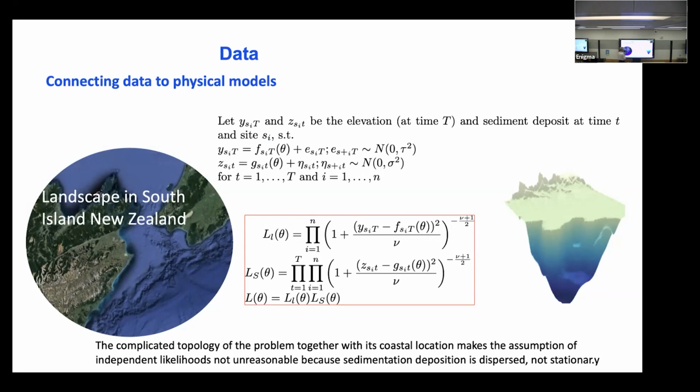And when you think about it, it's a little silly because on the one hand, we're having a likelihood function for elevation being independent of what's actually being laid down as sediment, but it made things a lot computationally easier. And according to my colleagues, because of the complicated nature of it and the fact that it exists on the coast, it's not totally unjustifiable to make them independent, but it's a pretty big assumption.